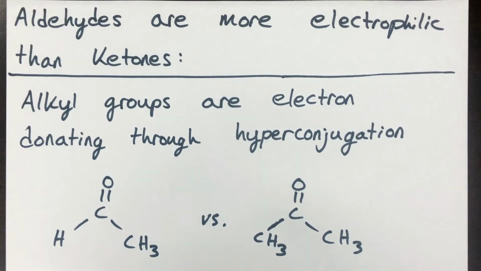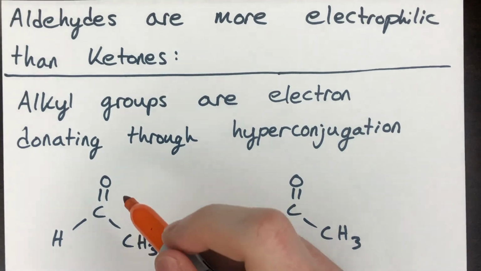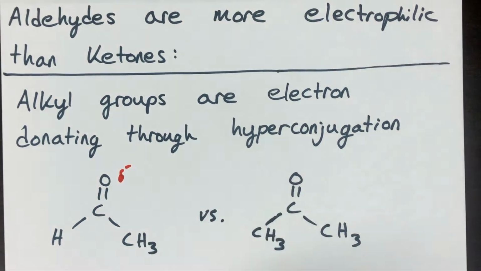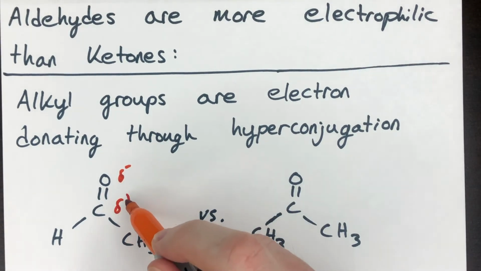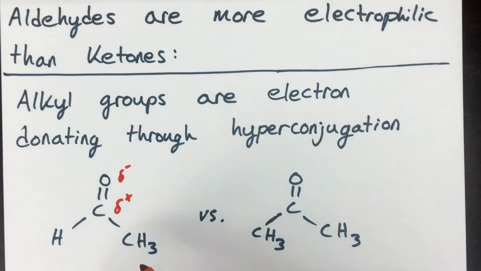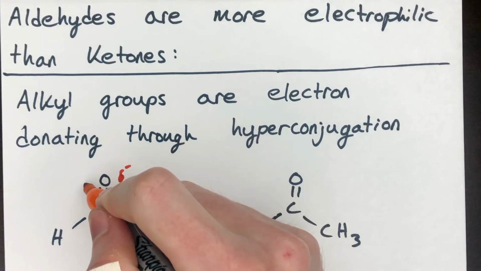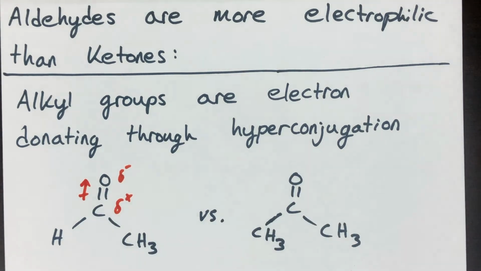So if we look at this aldehyde, we only have one alkyl group. Again, we still have the carbonyl species, so we have a dipole between the oxygen and the carbon. So this carbon does have a partial positive, but this methyl group here, the alkyl group, is electron donating through hyperconjugation. So you have this full dipole here, and then you can have some kind of partial dipole that you can think about through hyperconjugation.